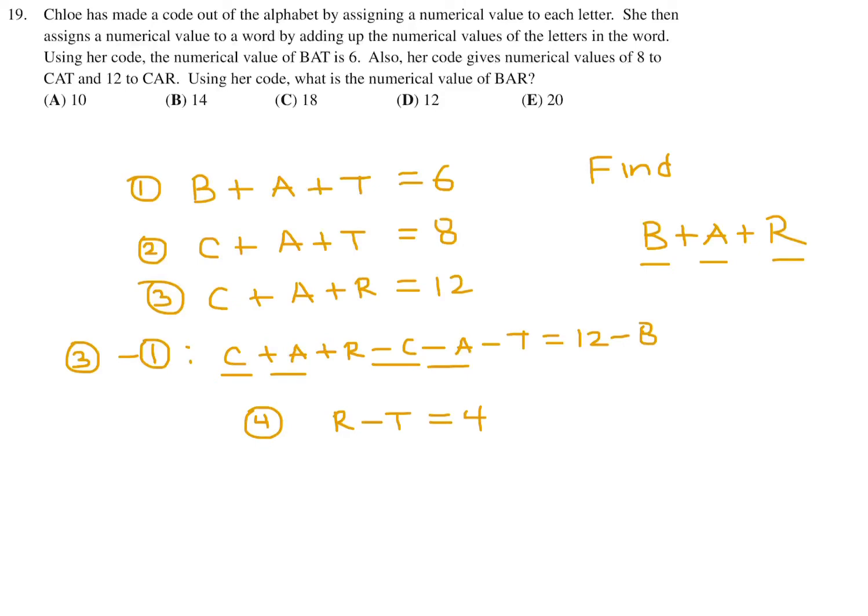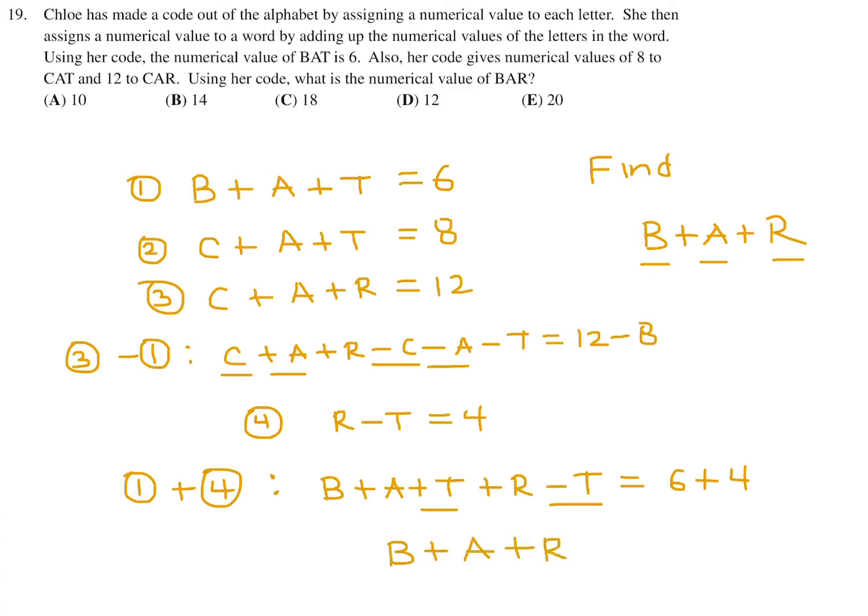All right. Then I can see that if I take equation 1 and add it to equation 4, I think I will be able to get the answer. So that is B plus A plus T plus R minus T is equal to 6 plus 4. The T's cancel, and all I am left with is B plus A plus R, and that is 10. So there you have it. That's the answer they're looking for. So number 19, the answer is A.